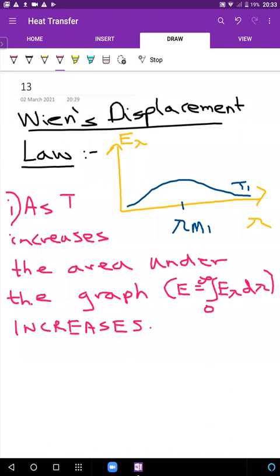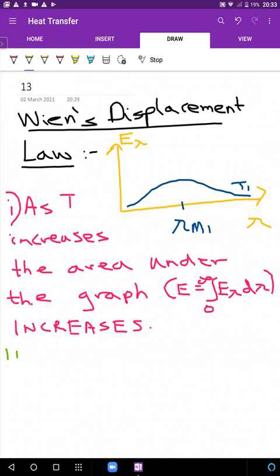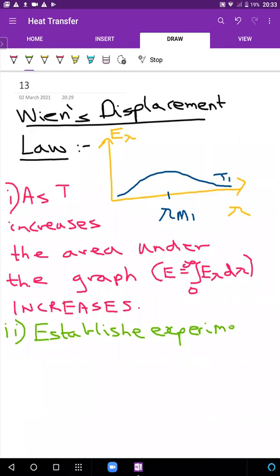But what happens to the maxima? Now, this is not something you can guess. What happens to the maxima has been established experimentally.